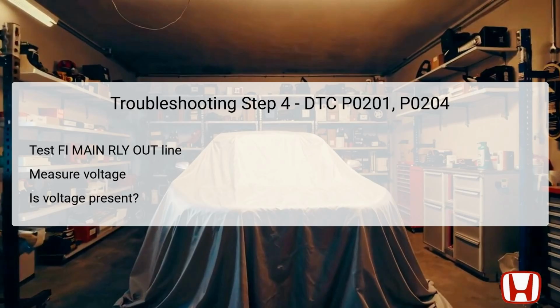Begin by turning the vehicle to the on mode while ensuring the injector relay remains disconnected. Measure the voltage between the designated test points on the injector relay socket and body ground. If battery voltage is present, it indicates that the FI main RLY outwire is functioning correctly, facilitating the necessary power supply to the injectors. If not, this suggests an open circuit in the wiring that you will need to repair between the powertrain control module, PCM, and the injector relay.